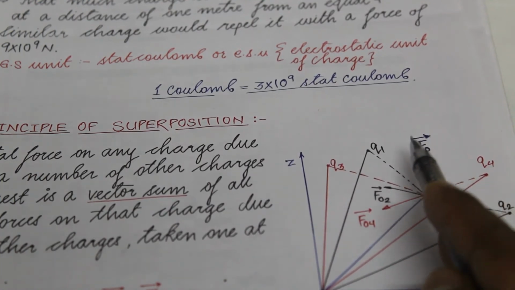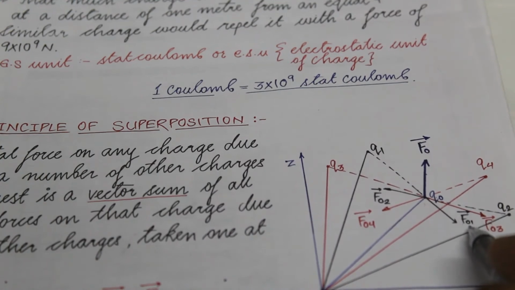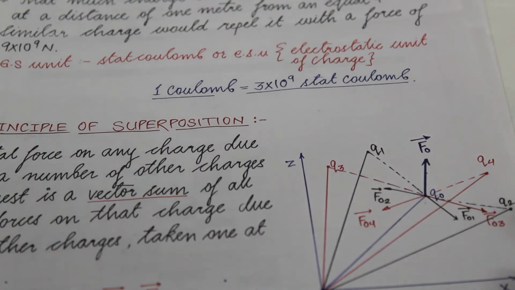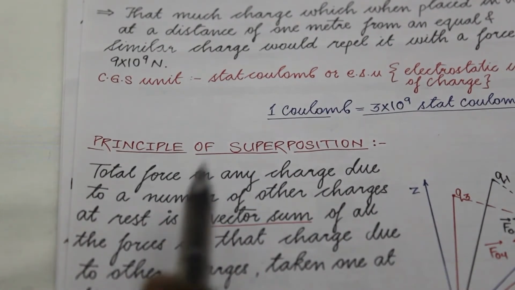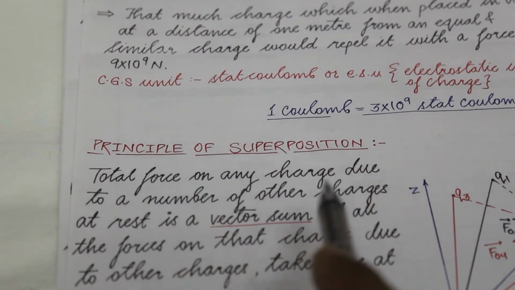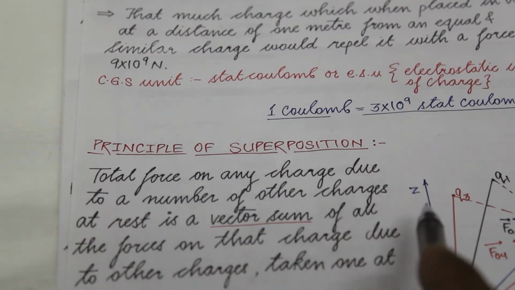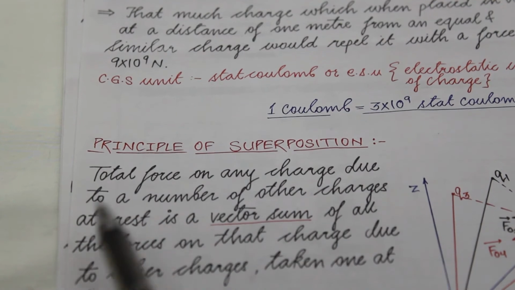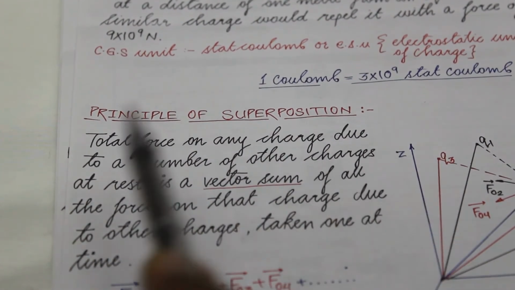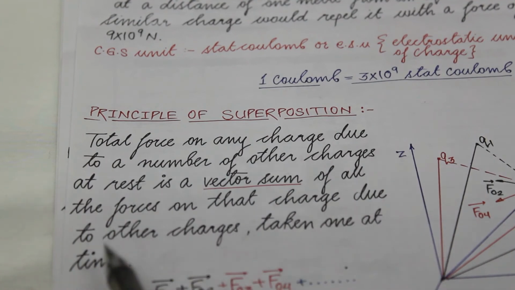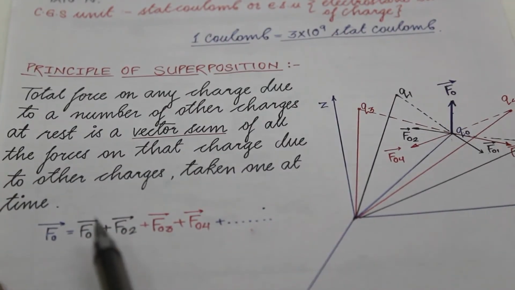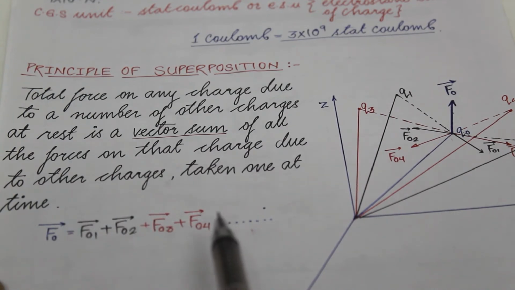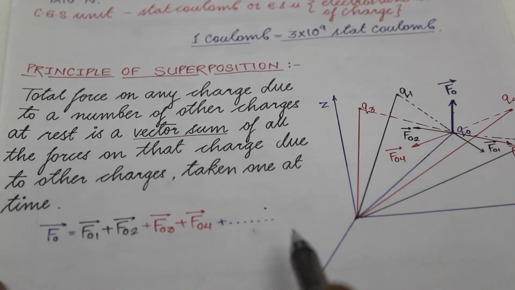I repeat, F0 is given by the vector sum of F01, F02, F03 and F04. This is your principle of superposition. So according to the principle of superposition, the total force on any charge due to a number of other charges at rest is a vector sum of all the forces on that charge due to other charges taken one at a time. So F0 will be equal to F01 plus F02 plus F03 plus F04, vector addition. And we know how to add two vectors.